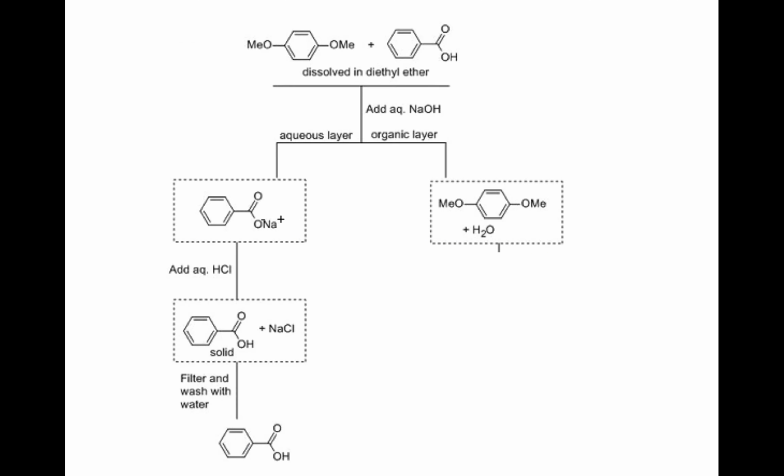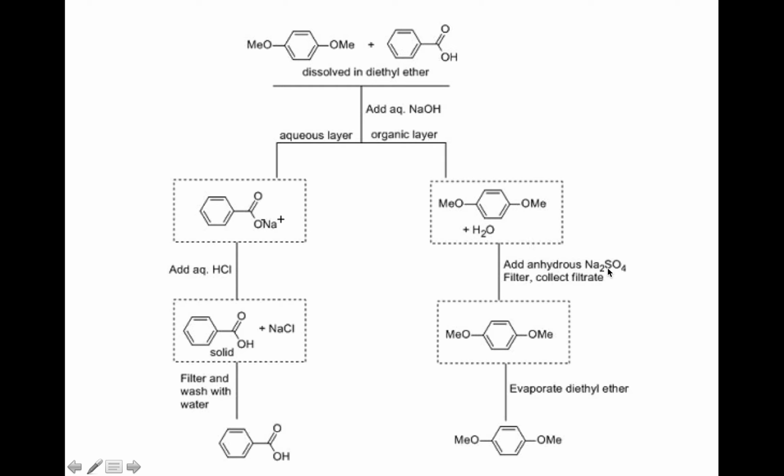So let's finish the example that I gave a couple of slides ago. We did the workup and isolated the benzoic acid from the aqueous layer, but we didn't finish the organic layer workup. Benzoic acid is still in the organic solvent with some water droplets. You have to add anhydrous sodium sulfate, filter it, collect the filtrate, which is the liquid part, then evaporate the solvent, in this case diethyl ether, and obtain the solid organic compound at the end.